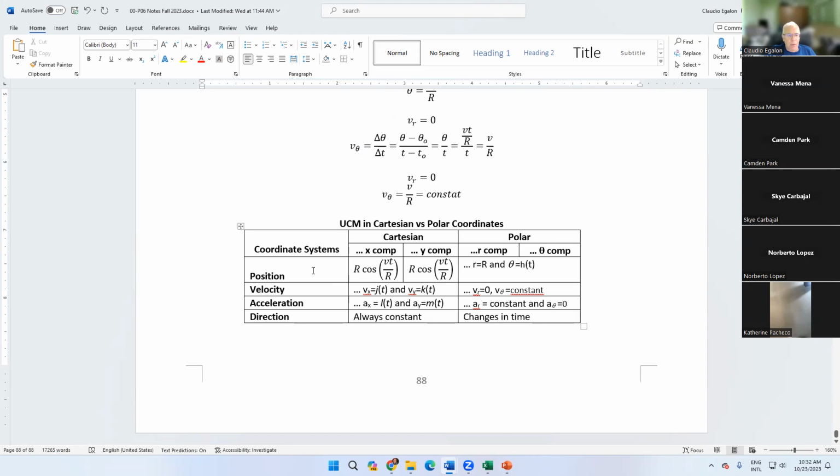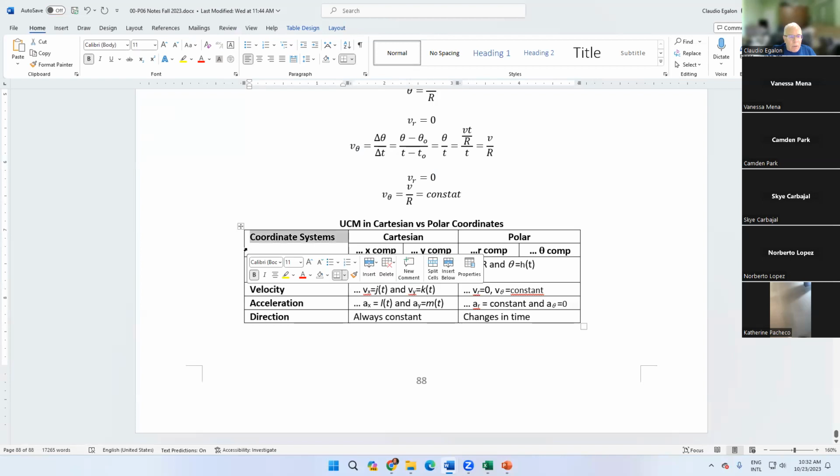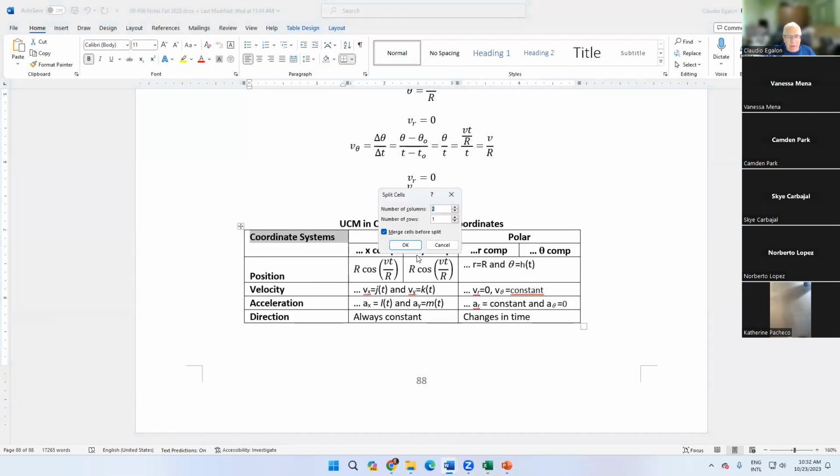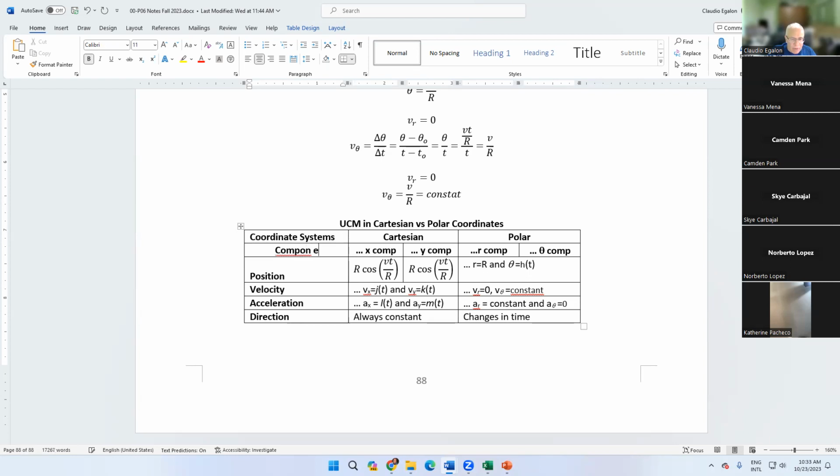Coordinate systems, Cartesian. I think I want to keep this, and maybe I want to do even better. As we move on, we discover better ways of drawing this table. I'm going to split it again. Here you go. Coordinate system. It's going to be 2 rows and 1 column, and then I'm going to write down here components. See that? And now I don't need to write the component for X and Y or R and theta.